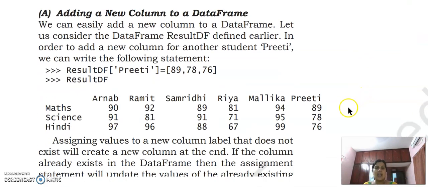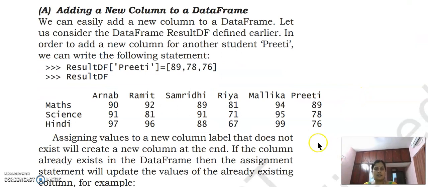So first is adding a new column to a data frame. Suppose this is our data frame, up to Preeti. Here the column names are Arnab, Ramit, Samriddhi, Riya, Malika and Preeti. It is known as the column index. Math, Science, Hindi are the index of rows. Suppose this data frame's name is result df.